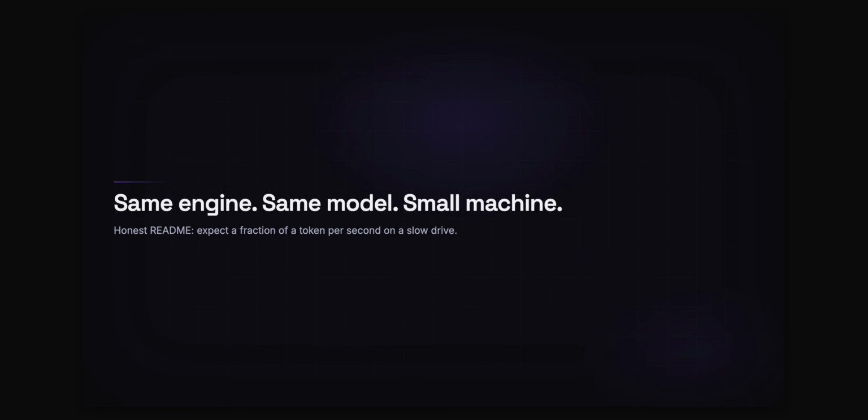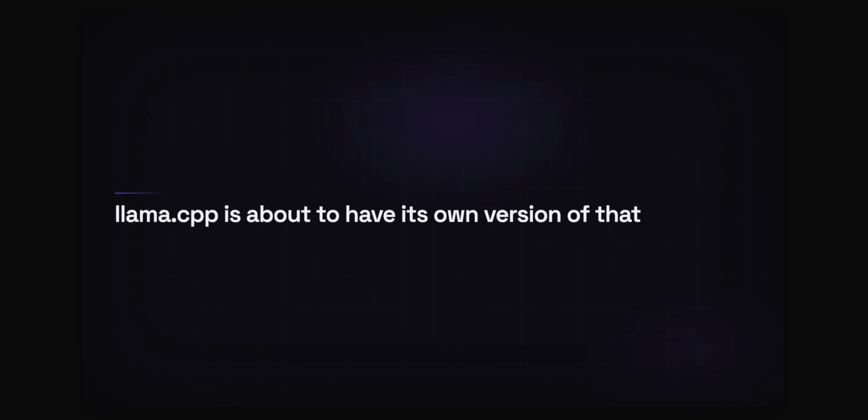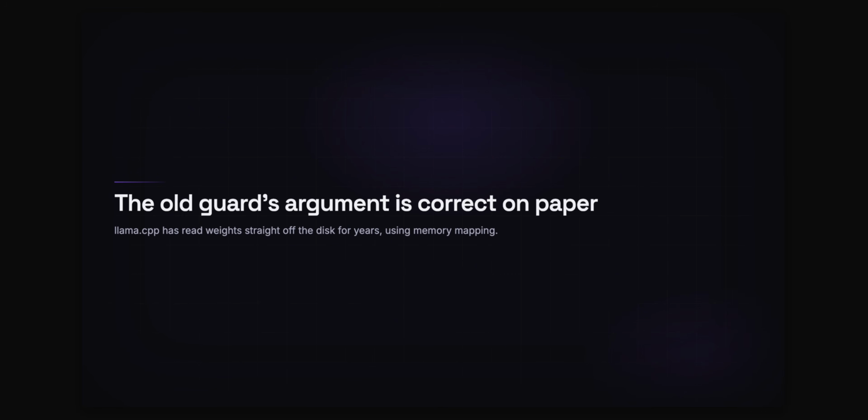On a small machine, the same engine, same model, honest readme: expect a fraction of a token per second on a slow drive. Both numbers are true. The spread between them isn't the engine's quality, it's your hardware's position between the two regimes. Hold that thought, because llama.cpp is about to have its own version of both numbers are true. What I found in llama.cpp's source, the default, and where the escape hatch lives.